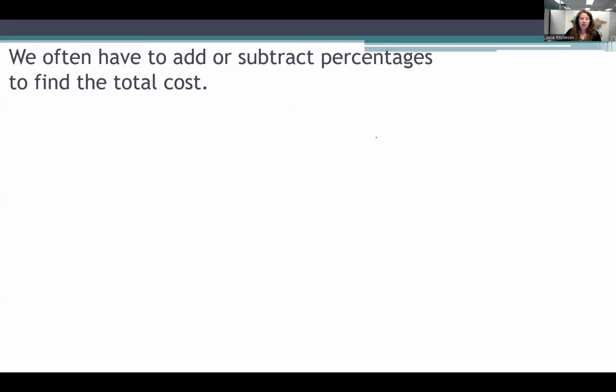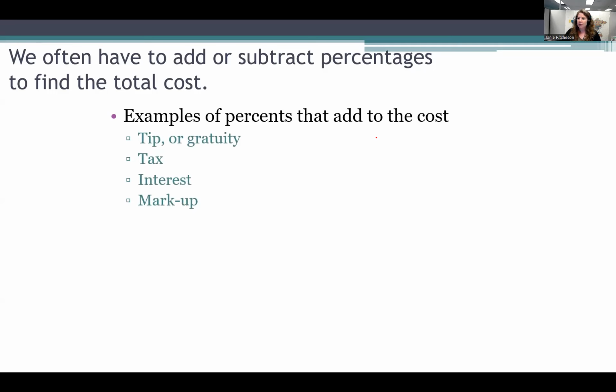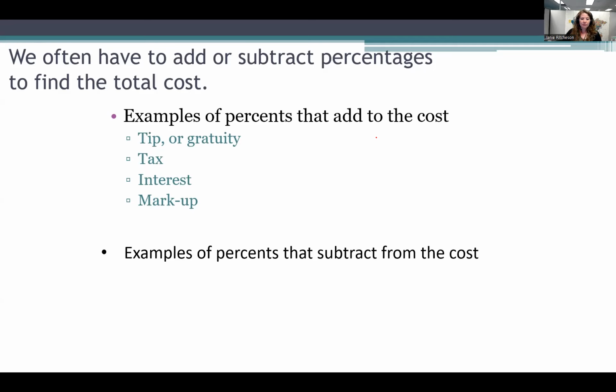We often have to add or subtract percentages to find the total cost. Examples of percents that add to the cost would be tip. When you go to a restaurant, you get your bill and you have a waiter or waitress, you have to tip them, so you have to add to the cost of your meal. Tax, like we were just doing: if you had to find the sales tax separately, you would add that sales tax to the original amount. Interest and markups, those are going to make your total price bigger.